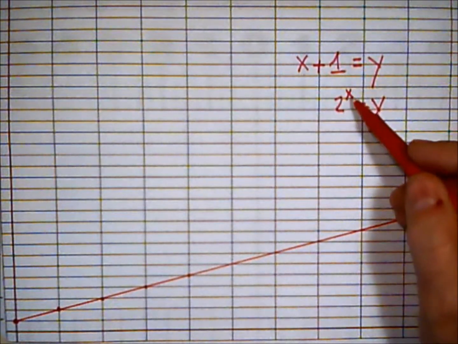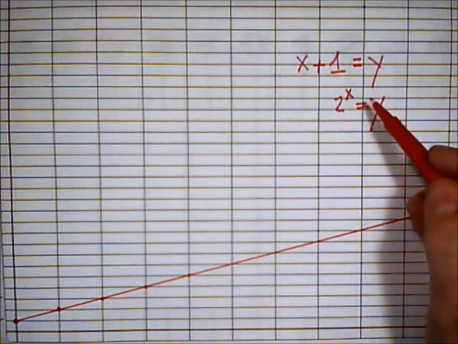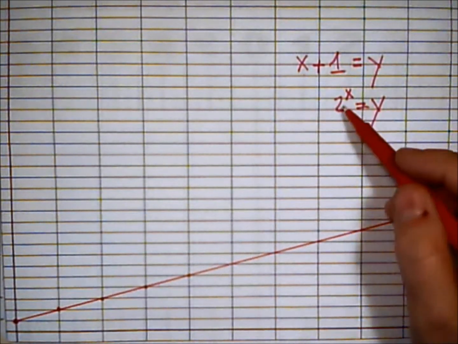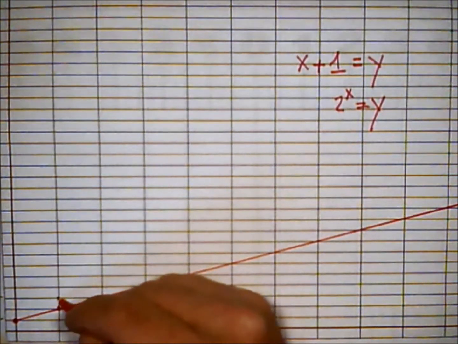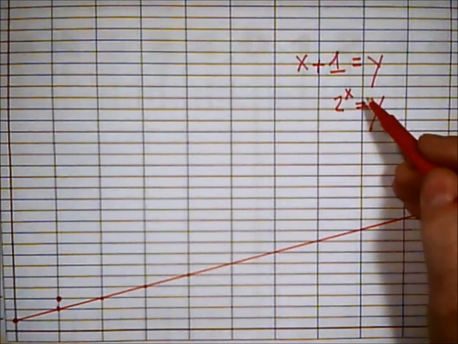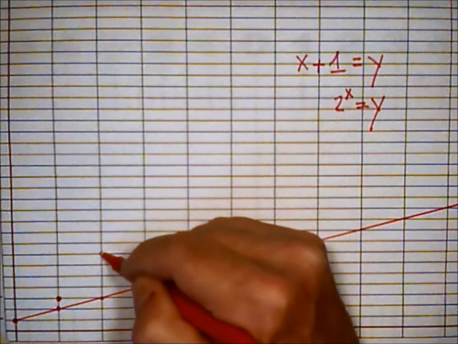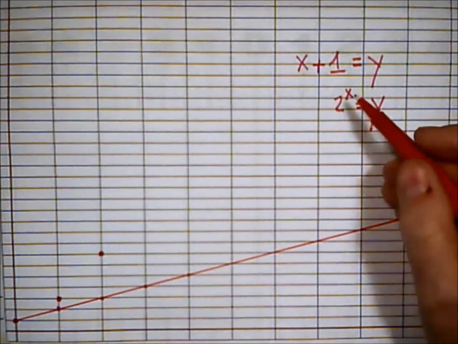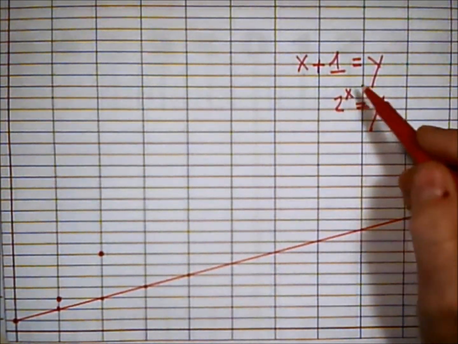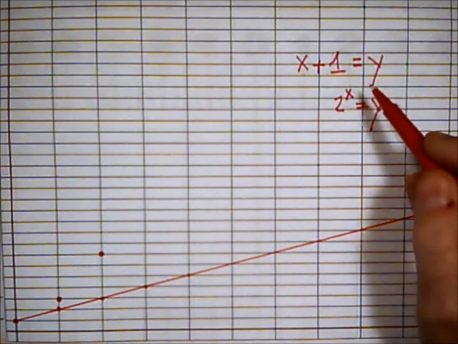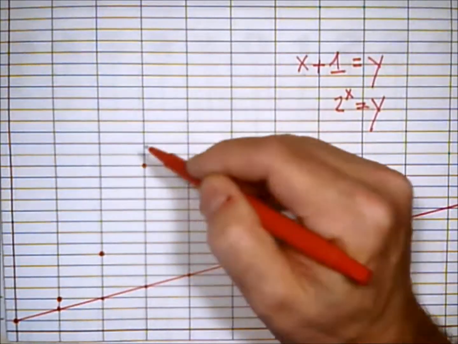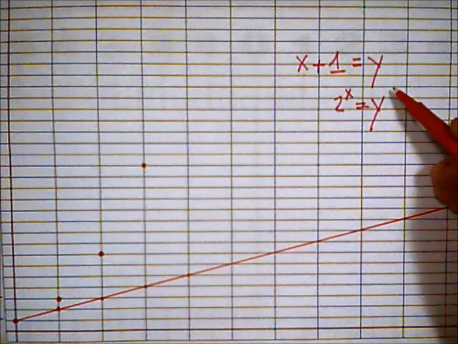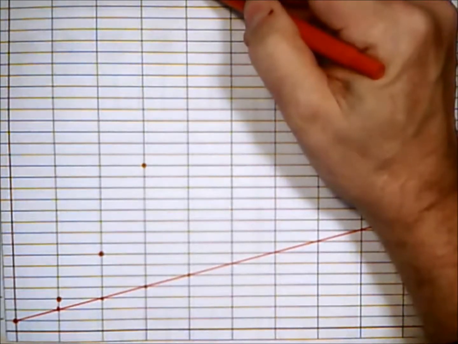If x is 2, y is 4. Because 2 to the second power is 4. So x is 2, y is 4. If x is 3, y is 2 to the third power, which is 8. Everybody get that? 2 to the third is 2 times 2 times 2. 2 times 2 is 4, times 2 is 8. If x is 4, y is 16. If x is 5, y is 32.